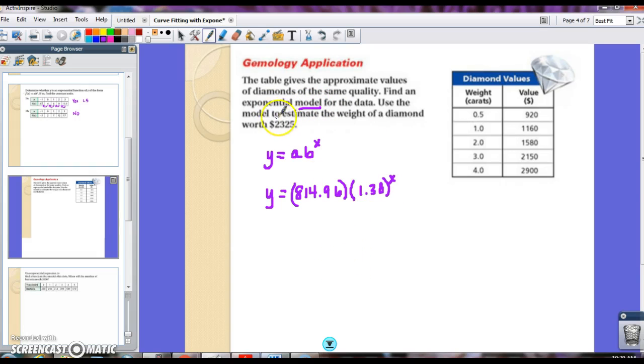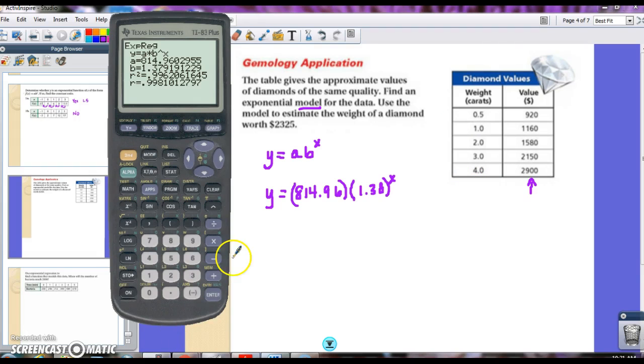Okay, now it says use the model to estimate the weight of a diamond worth $23.25. This is where it's a little different than what we've done before. Okay, this is the value we have. We're actually given that y value, not the x value. So here's how we're going to approach that.